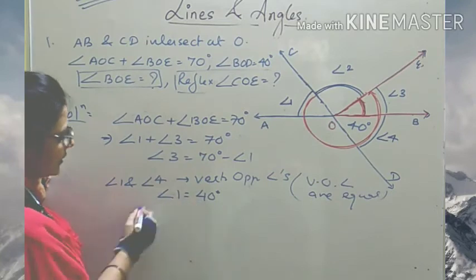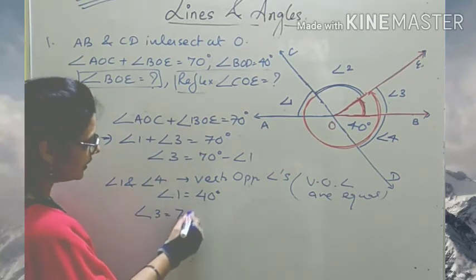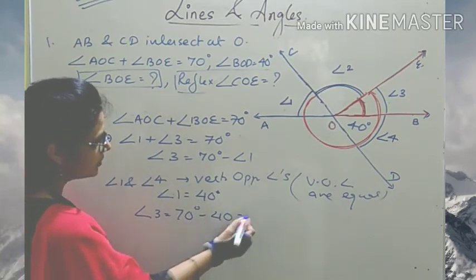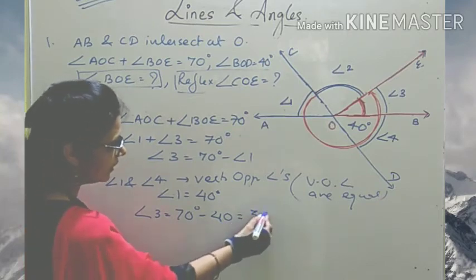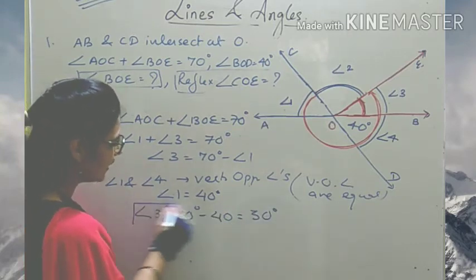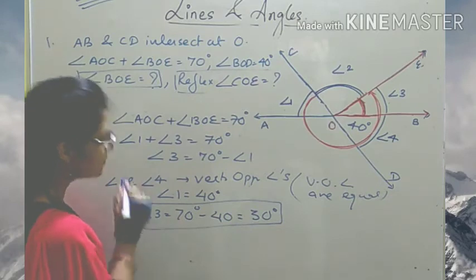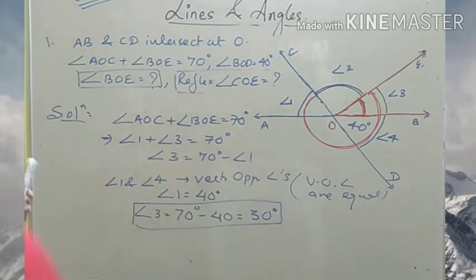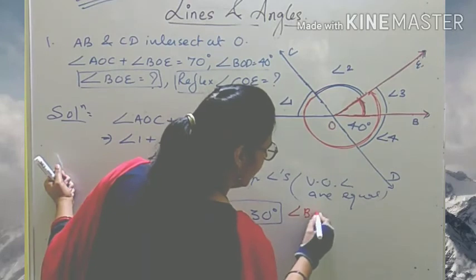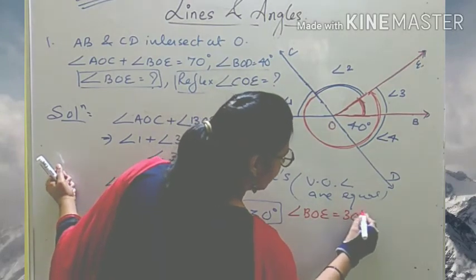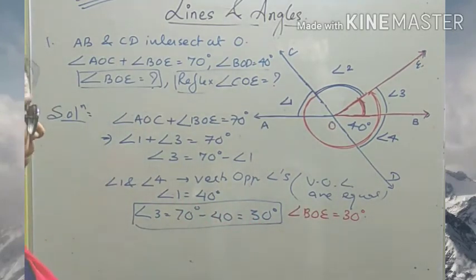ठीक है, तो angle 3 कितना आ गया? 70 minus 40 which is equal to 30 degree. So what is our angle 3? Angle 3 is 30 degree. Means angle BOE is equal to 30 degree. So that's what we have proved. BOE is equal to 30 degree. ये हम ले आए.